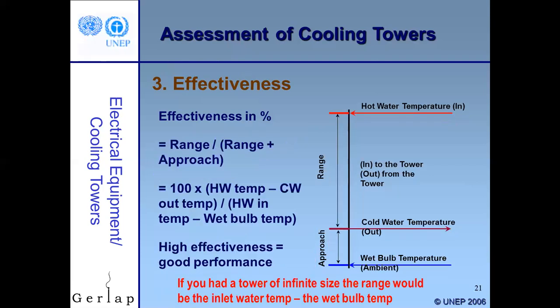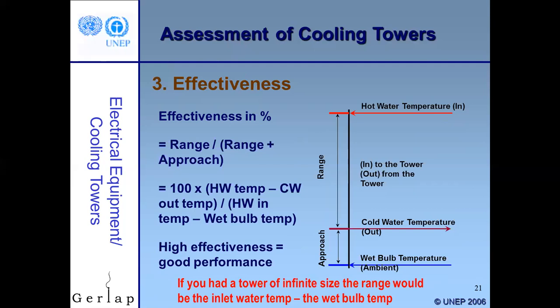Okay, tower effectiveness. It's just a performance parameter that we can calculate, and you can do it on the same tower over time. If you have this on data acquisition, you could have this automatically calculated and stored and plotted and track it over time. How effective is the tower? It's the range, which is the cooling that we get, divided by the range plus the approach. Range plus approach is the difference between the hot water temperature in and the ambient wet bulb. So real simple to calculate. High effectiveness equals good performance.